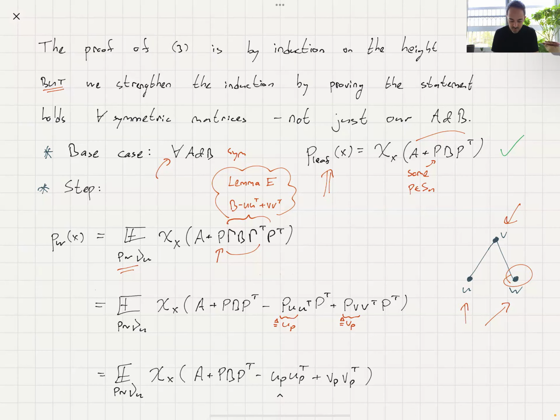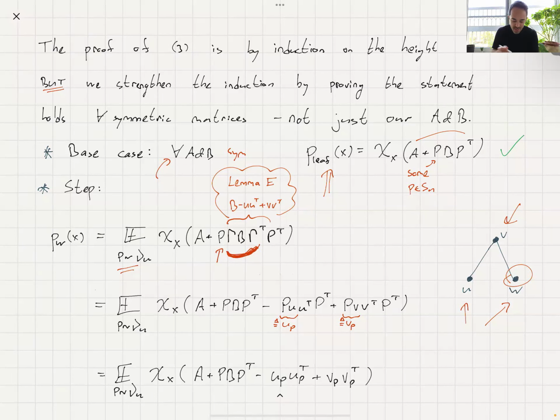And if you remember, lemma E told us that if you look at a matrix like that, so you conjugate B by a swap, that's the swap we got when you moved from the U distribution to the W distribution. But anyhow, if you conjugate by a swap, you can write this new matrix as a rank two update. So it's B minus UU transpose plus VV transpose.